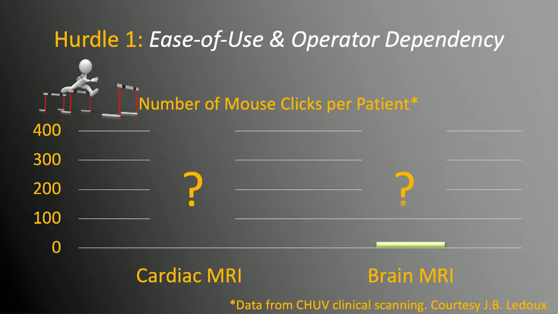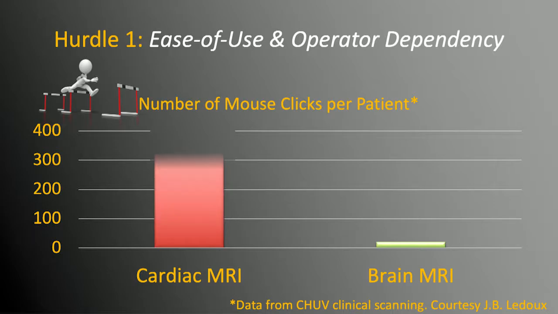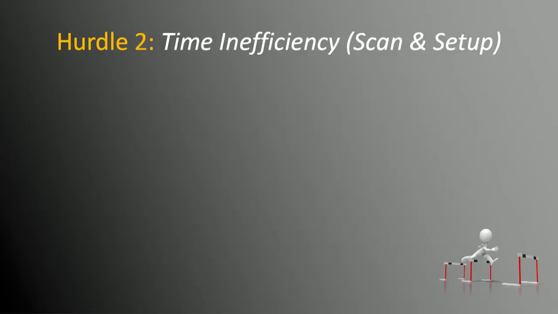Okay, here it is. It's about 12 mouse clicks. Why you need 12 mouse clicks for a simple brain beats me, I don't know. However, more importantly, if you count the mouse clicks for a cardiac exam, it's a whopping 350 mouse clicks, each of which could go wrong, right? That's why cardiac MR is so darn difficult.